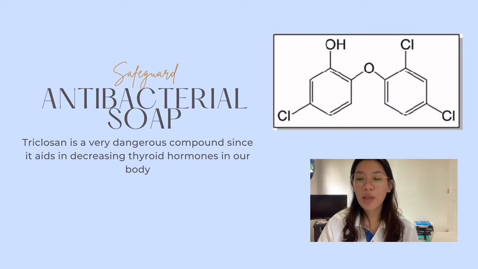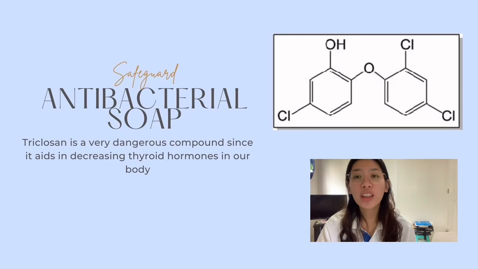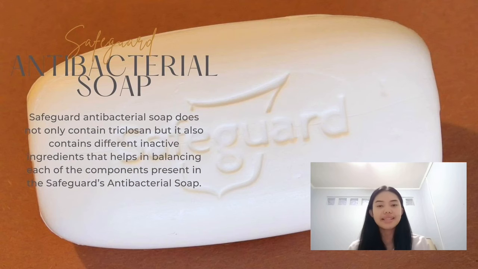Yes, triclosan might be harmful, but it is only harmful in larger concentrations or at high doses. Studies have confirmed that 0.3% levels are considered safe, while above that level it is already harmful to our health and to the environment. Safeguard antibacterial soap does not only contain triclosan, but it also contains different inactive ingredients that help balance each of the components present in Safeguard's antibacterial soap. Inactive ingredients are ingredients that provide support for active ingredients.